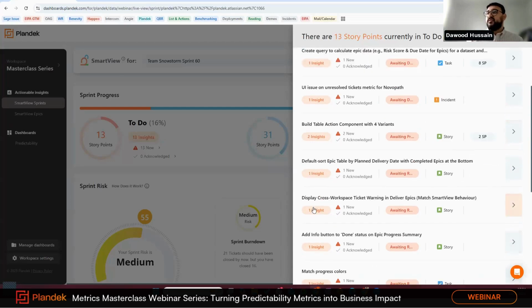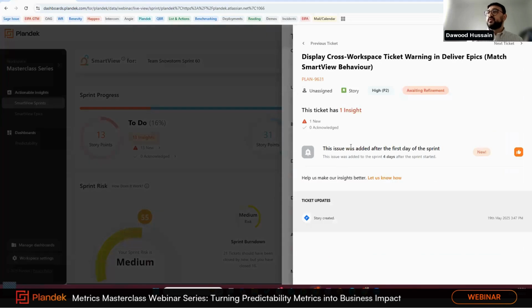So let's find another insight that might be useful. This issue was added after the first day of the sprint. The issue was added to the sprint 4 days after the sprint had started. In a standard stand-up, that can sometimes sneak through and people may not notice. But going into the Smart View sprints page here, I can see this ticket, understand where we're at, and speak to the developer. This one's been unassigned, but if it were assigned to someone, I could ask why it was added mid sprint, what we can do to finish it, and whether we have enough scope and bandwidth to finish it off as well.